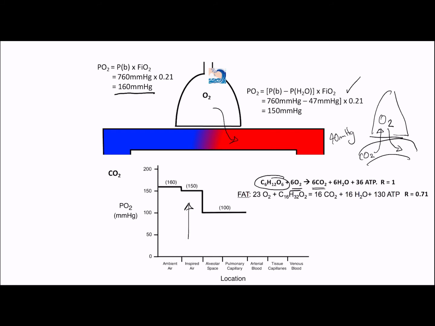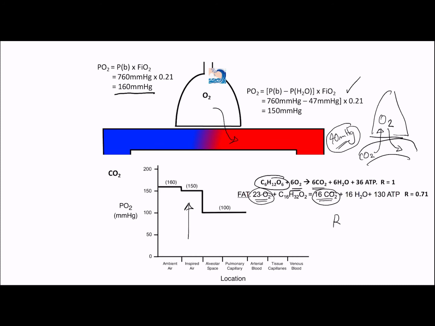Let's just say that we eat a meal completely full of fat. Well, here, for every 23 moles of oxygen, 16 moles of carbon dioxide are produced. So we know that much more oxygen is consumed than carbon dioxide is released. So if we measure the carbon dioxide concentration as 40 millimeters of mercury, we know to get that number, a lot more oxygen must have come out. And so we have to account for this with what we call the respiratory quotient.